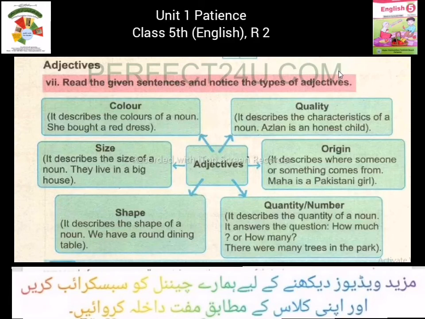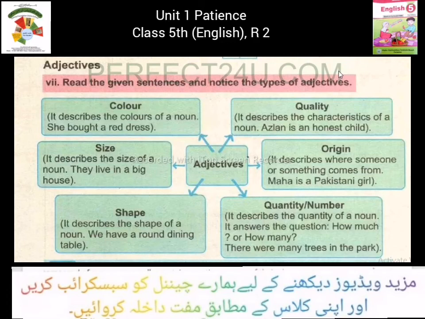First one is color. It describes the colors of a noun. For example, she bought a red dress. So here red is the adjective. In quality, it describes the characteristics of a noun. Azlan is an honest child. So in this sentence, honest is the adjective. Next is size. It describes the size of a noun. They live in a big house. So here in this sentence, big is the adjective.